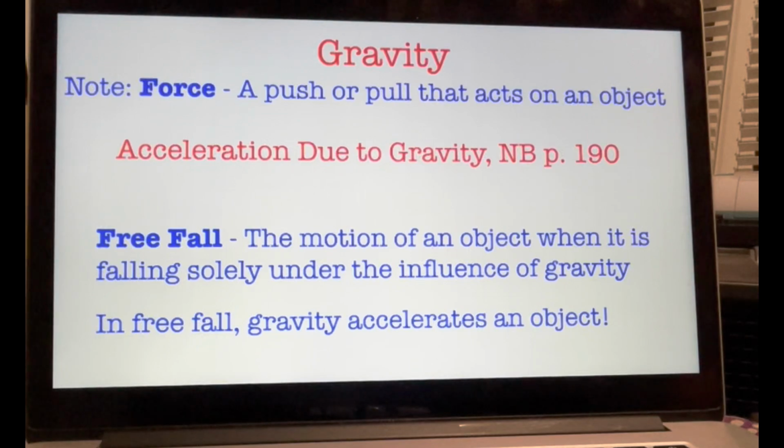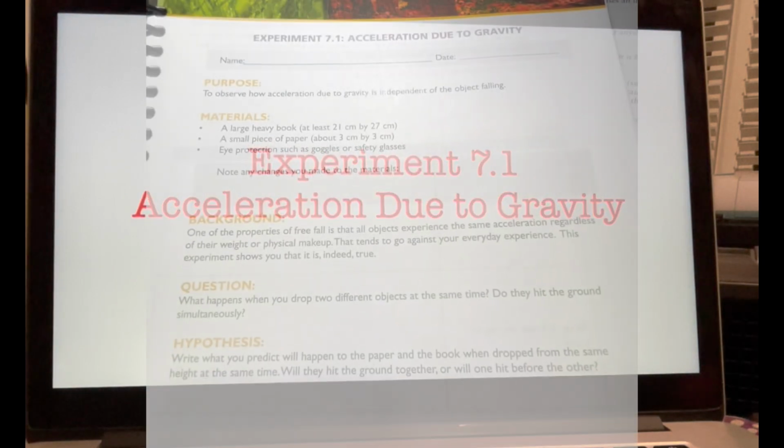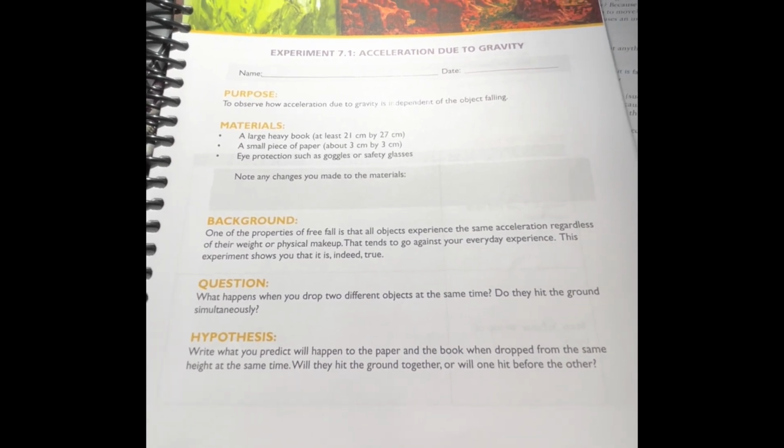If you drop a rock from a tall cliff, then it will continue to pick up speed until it hits the ground below. That's free fall. In order to learn something about the acceleration that objects experience while they are in free fall, conduct Experiment 7.1. So the name of Experiment 7.1 is Acceleration Due to Gravity.